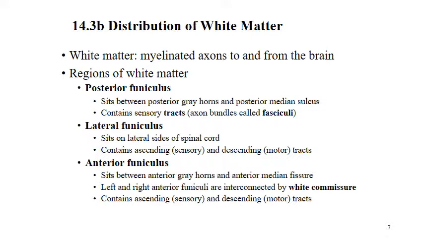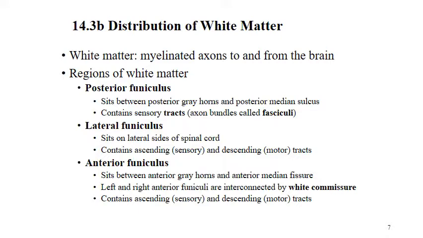We have the posterior funiculus. This sits between the posterior gray horns and posterior median sulcus, and it contains sensory tracts. These are just axon bundles, right? A nerve that are called fasciculi that are coming through for picking up on that sensory information. And then we have the lateral funiculus that sits on lateral sides of the spinal cord and contains ascending sensory and descending motor tracts.